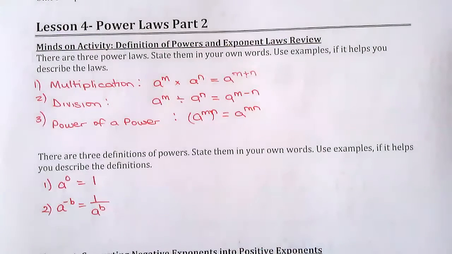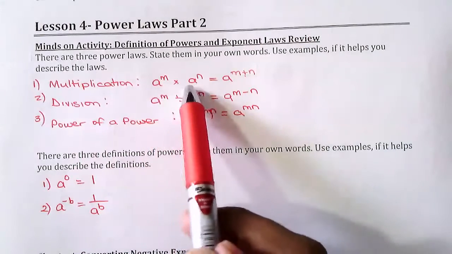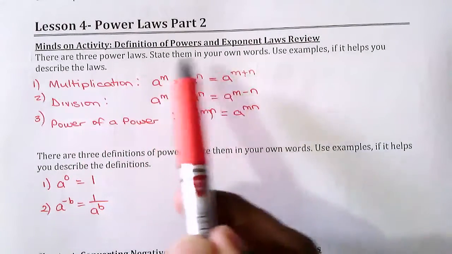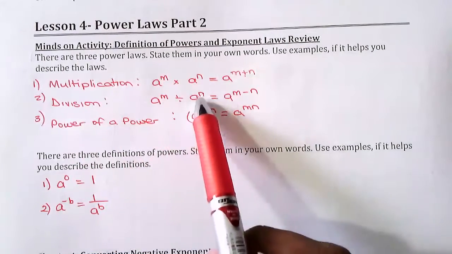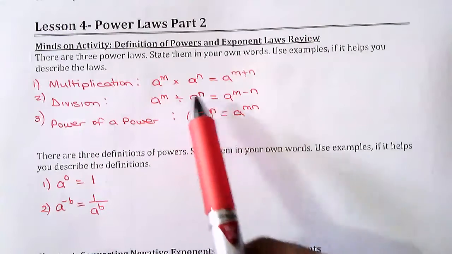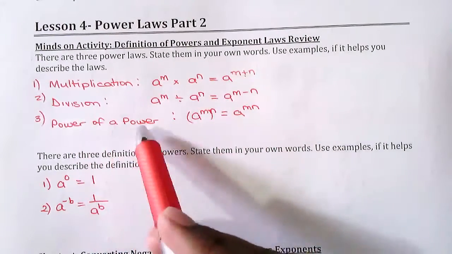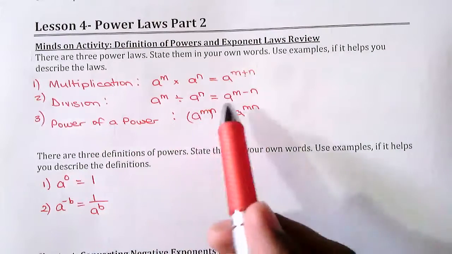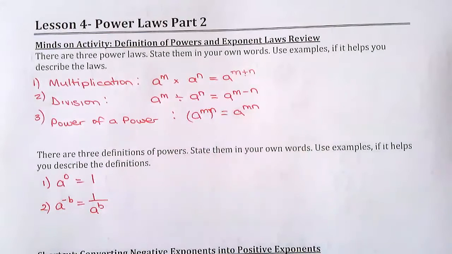So I use very little words to describe the laws as well as the definitions. So remember the laws. Multiplication: if you have 2 powers with the same base being multiplied, copy the base and add the exponents. Division law: if you have 2 powers being divided with the same base, copy the base and subtract the exponents. Power of a power: if you have a power being raised to an exponent, copy the base and multiply the exponents. So those were the 3 power laws.